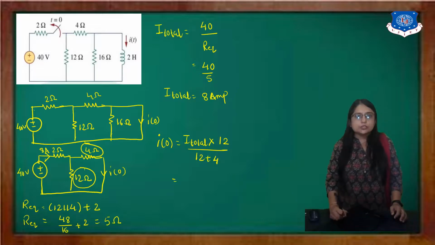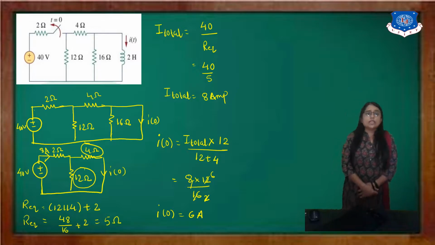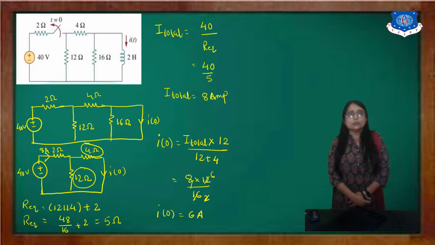Now just substitute the values. 8 multiplied by 12 divided by 16. So here what do we get? 6 ampere. I of 0 equals 6 ampere. So that means when t equals 0, the current is 6 ampere.